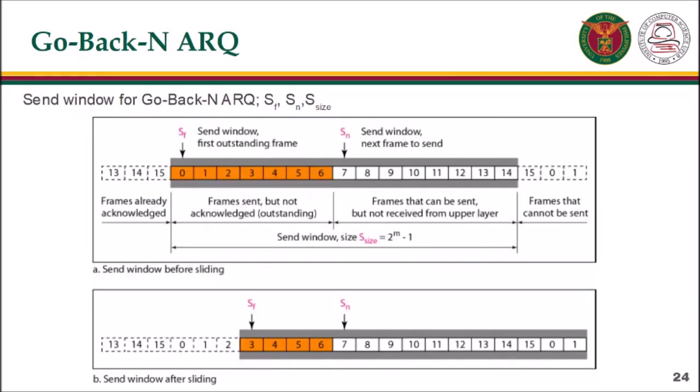Here is a send window for go back N. Here, m is equal to 4. The send window size is 15. The orange part are the outstanding frames. Those frames are sent but have not been acknowledged. The clear part are the next frames that can be sent while waiting for the acknowledgement.